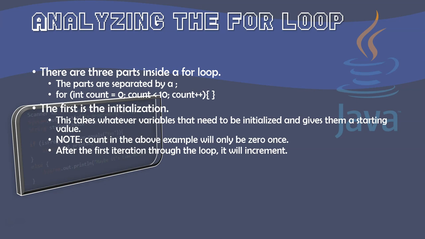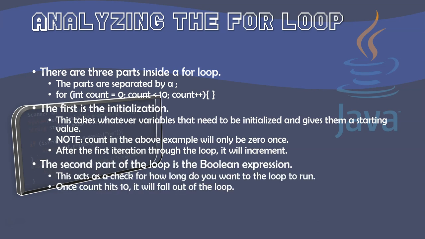And of course, if we look at the above example, you'll notice that count is only going to be 0 once. It doesn't mean every time we go through that loop, we're setting count back to 0. Instead, it just means when I start the loop, count will be 0. After we've gone through that first iteration, it's going to increment, because if you look at the end, you can see we have an incrementer there.